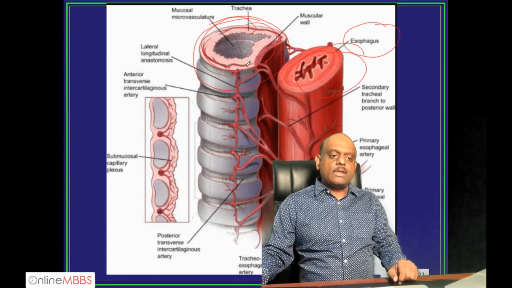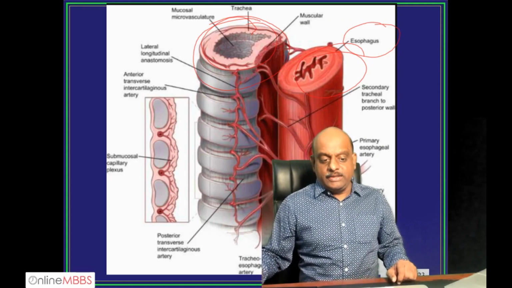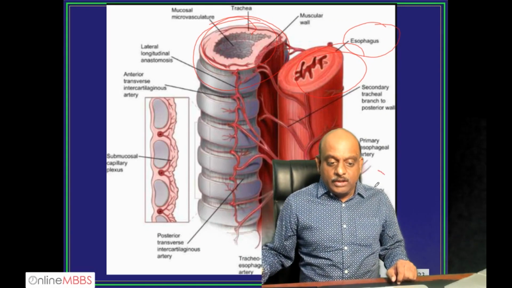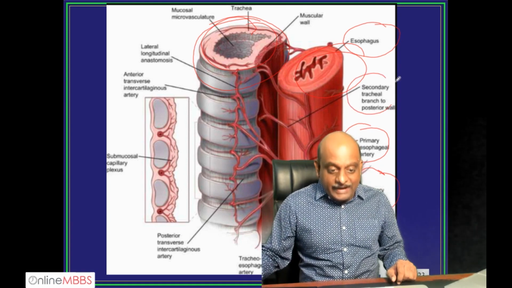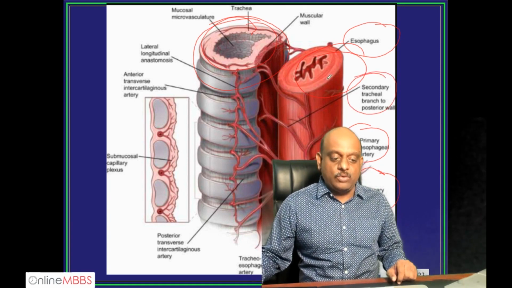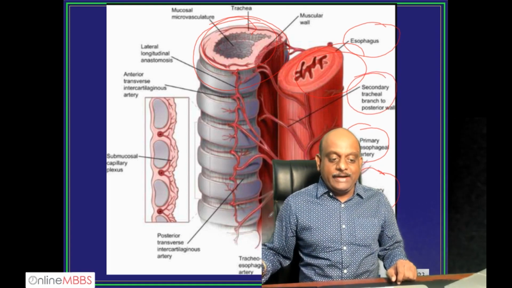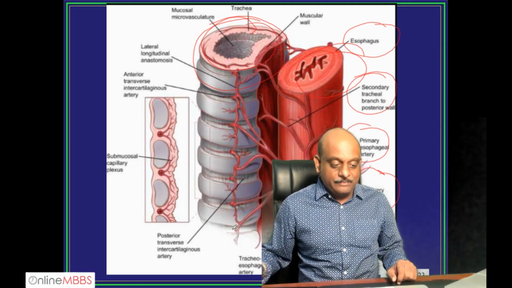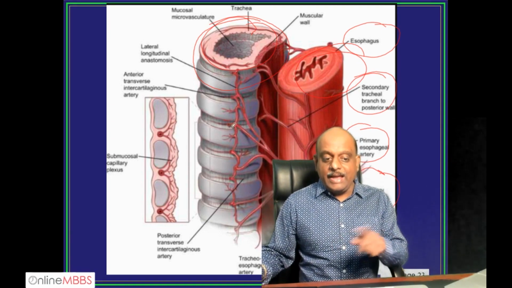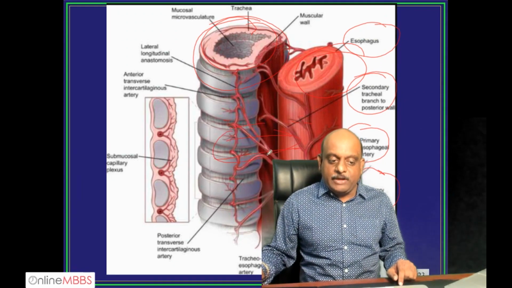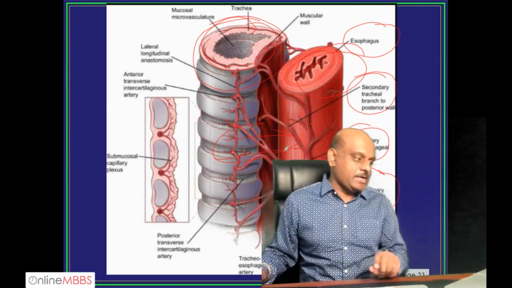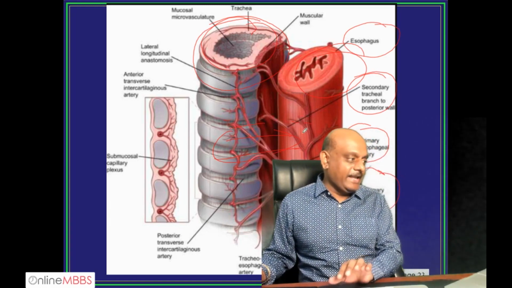So, typically, this place, the primary tracheal artery, primary esophageal artery, secondary tracheal branch on the posterior wall. So, you have the tracheo-esophageal artery. So, trachea and esophagus are very close. That's the reason there can be a fistula which can develop between the two. Tracheo-esophageal fistulas can develop very easily, is what you need.